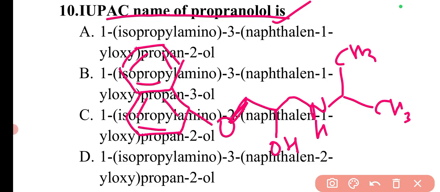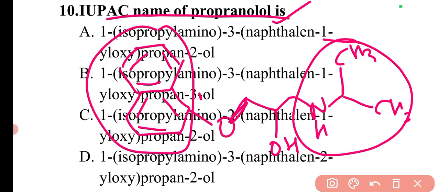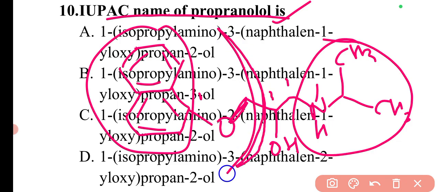So this is the basic propranolol compound, and this basic nucleus is the naphthalene group. This is the first position, so it will have one isopropylamino. This is the isopropylamino, and at the third position, 1, 2, 3, it is the naphthalen-1-yloxy. This is naphthalen-1-yloxy, and this is a propan-2-ol. So this group is a propan-2-ol.